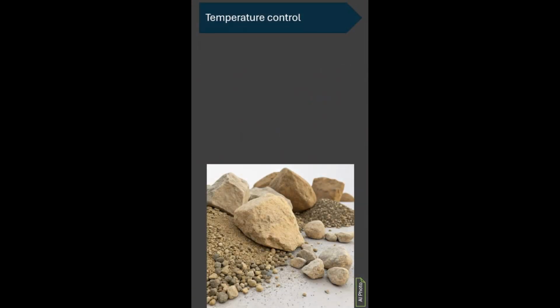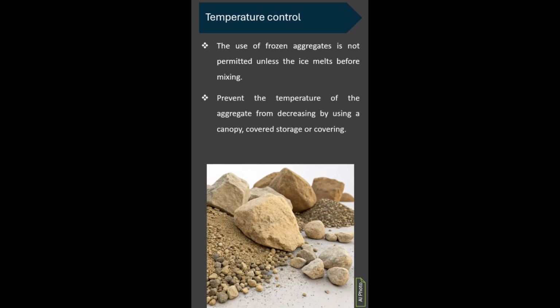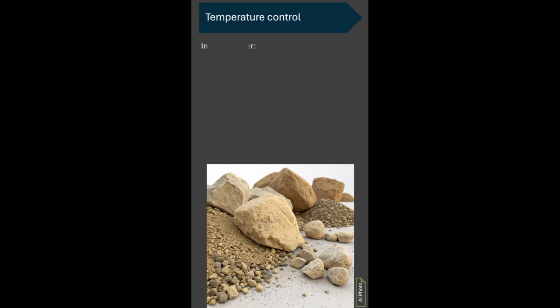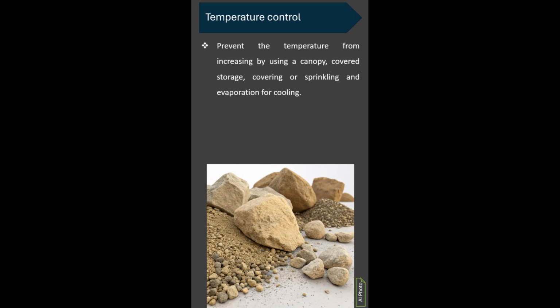Temperature control. In cold weather, aggregate freezing and the presence of snow and ice should be prevented. The use of frozen aggregates is not permitted unless the ice melts before mixing. Prevent the temperature of the aggregate from decreasing by using a canopy, covered storage, or covering. In hot weather, the temperature of the aggregate should not exceed 50 degrees Celsius. Prevent the temperature from increasing by using a canopy, covered storage, covering or sprinkling and evaporation, for cooling.